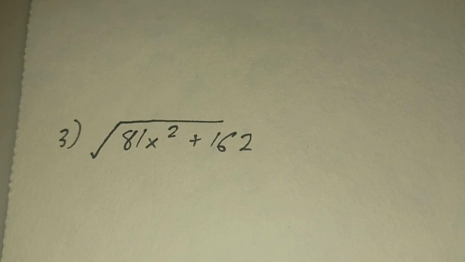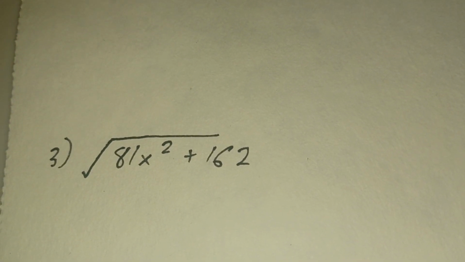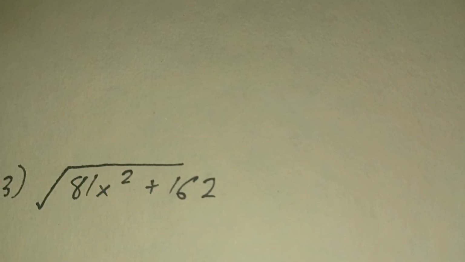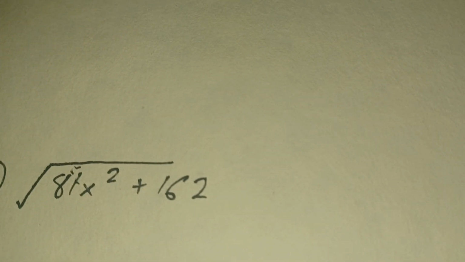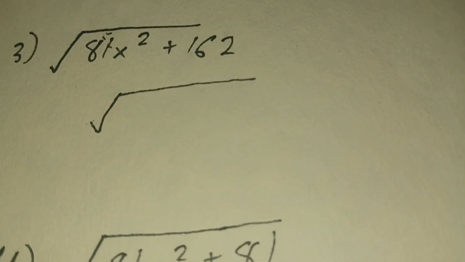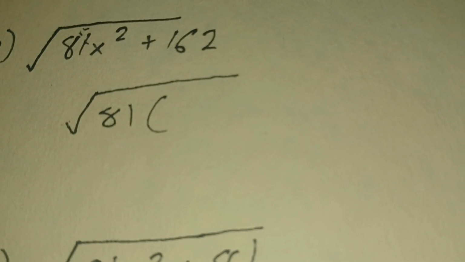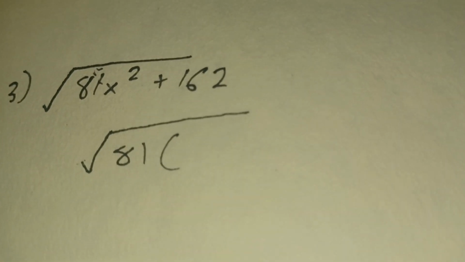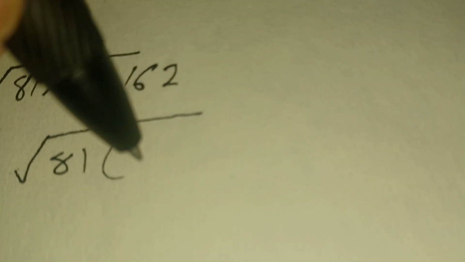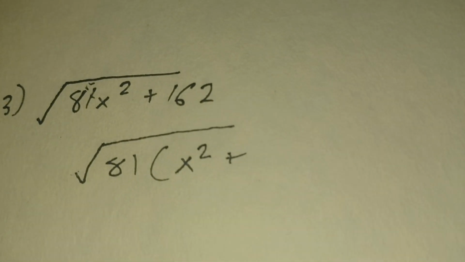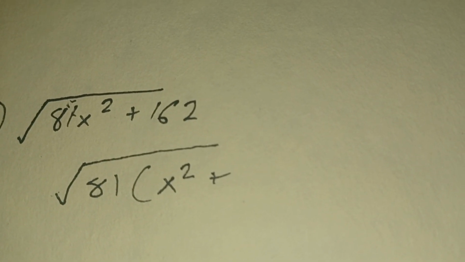81x squared plus 162. Again, we can factor out what they have in common. And what do they have in common? An 81. Again, the square root of 81. What times 81 will give us 81x squared? Nothing but the x squared. Plus, what times 81 will give us 162?